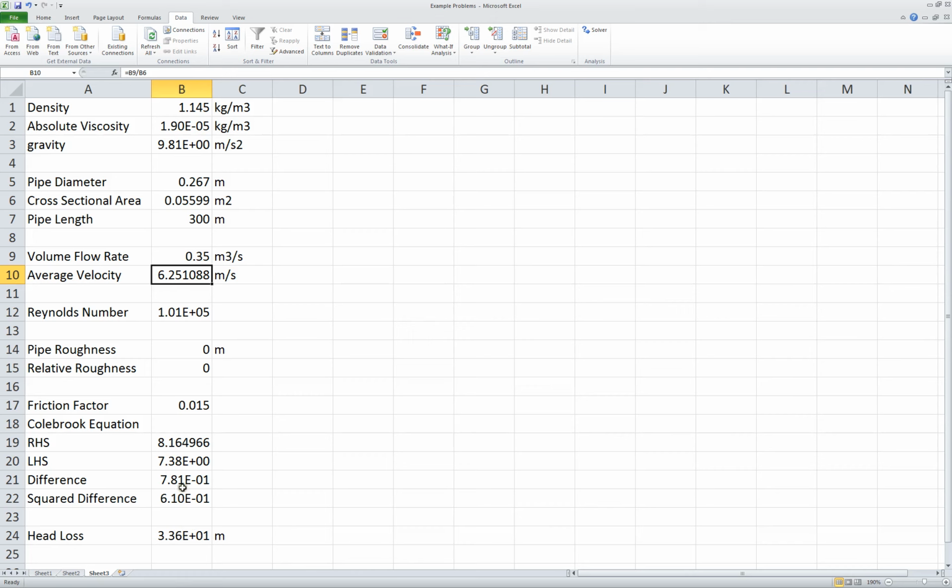And our Colebrook equation, the friction factor is wrong because the Colebrook equation is not being satisfied, in that our squared difference is non-zero. So what I'm going to do is guess some different values of the volume flow rate here to get it approximately close to our desired 20 meters of head loss. And then I'm going to use the Solver to help us hone in on the best value for the volume flow rate while adjusting the friction factor to meet the requirements of the Colebrook equation.